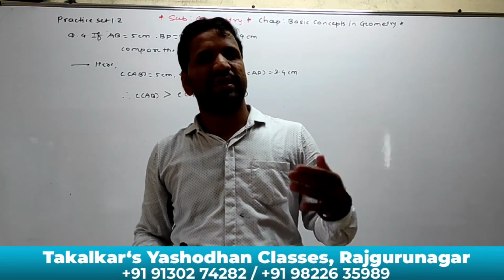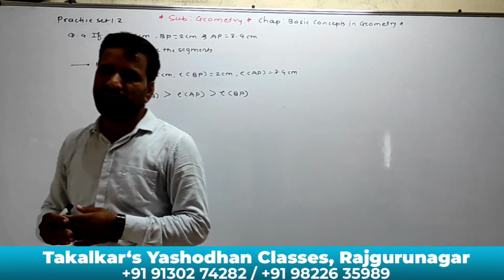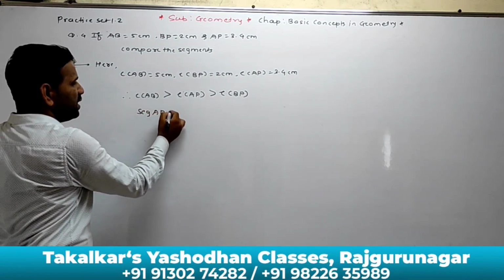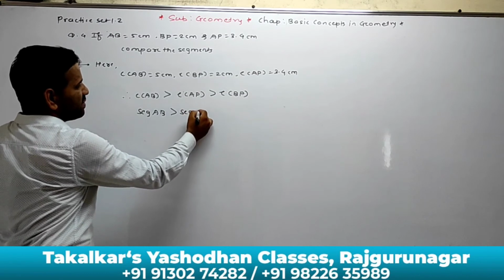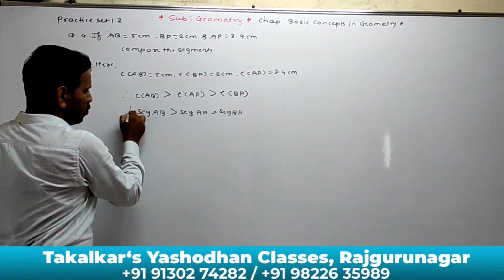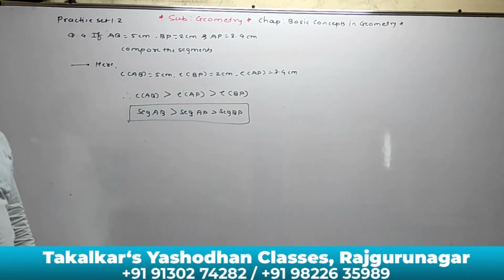The segment having greater length will be the greater and the segment having smaller length will be the smaller. So we can write here segment AB is greater than segment AP which is greater than segment BP. Okay. So in this way we can compare the segments.